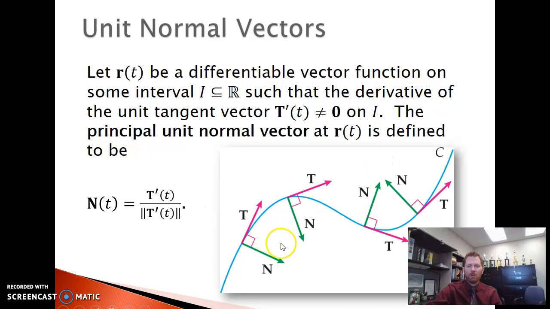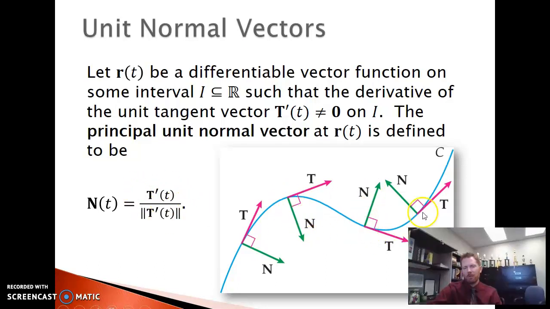One other thing I want to point out here is that the principal unit normal vector always points into the curve. Obviously, there would be two choices for the unit normal vector. You could have gone this way, for instance, or the one that's indicated here. But this is the concave side, I guess, is what I would like to refer to that. So the value of n, if you do this computation, will always be pointing into the curve.